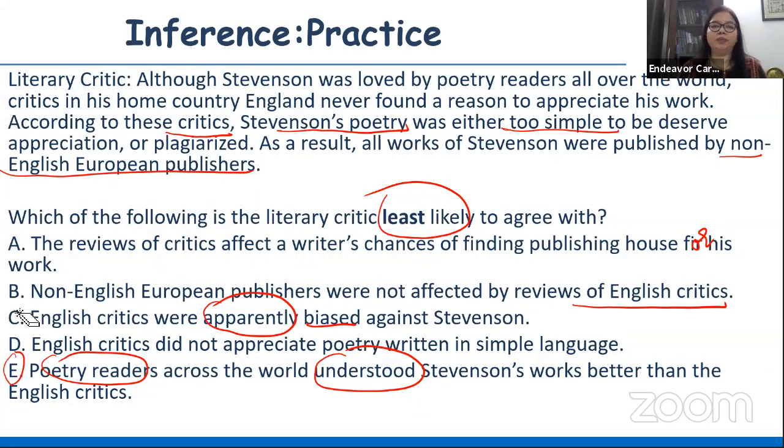The critic is trying to be positive about Stevenson's work and is trying to suggest something negative about the English critics. That means E is my answer, right? Least likely to agree is E. He would agree with everything else. All right. So tough one. I hope you understood this. In fact, if you take E, the author will end up weakening his argument. He's trying to speak positively of Stevenson, that there was something wrong with the critics in England and Stevenson's work was positive. That's what he's trying to say. I hope this is understood.